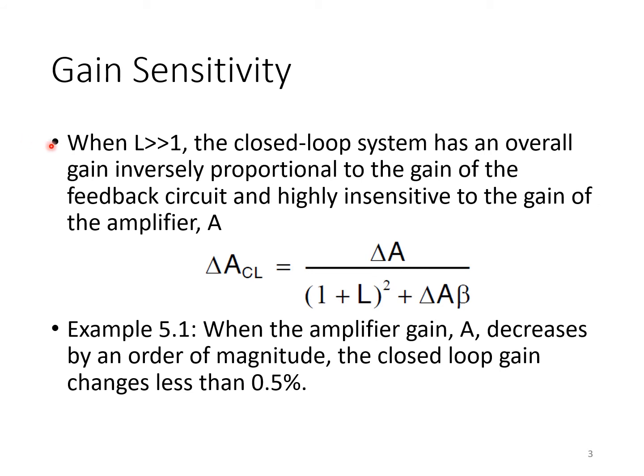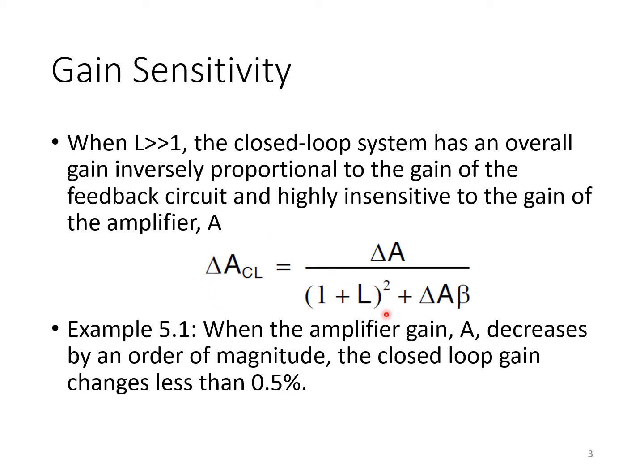Another desirable property of negative feedback in amplifiers that you may be familiar with is that when the loop gain L is very large, much greater than 1, the closed loop system has an overall gain that's inversely proportional to the gain of the feedback circuit and highly insensitive to the gain of the amplifier A. So again, small changes in A, delta A, give rise to relatively small changes in the overall closed loop amplifier gain, delta A closed loop. And you can see that here because the change in A is divided by the loop gain squared here.